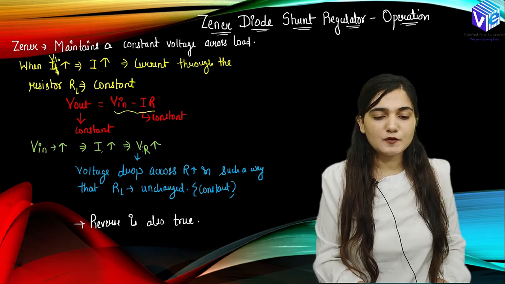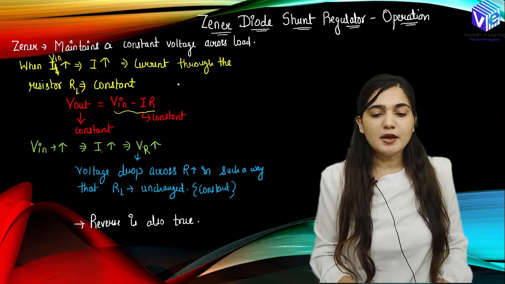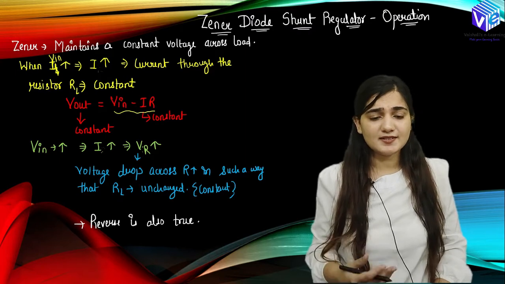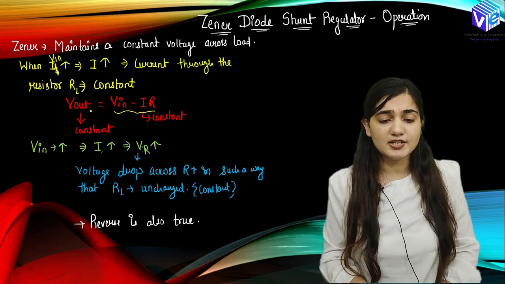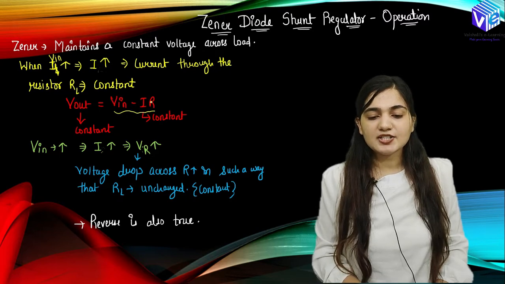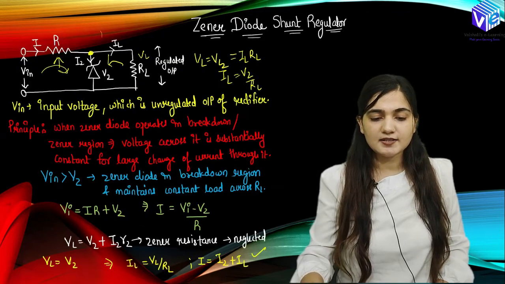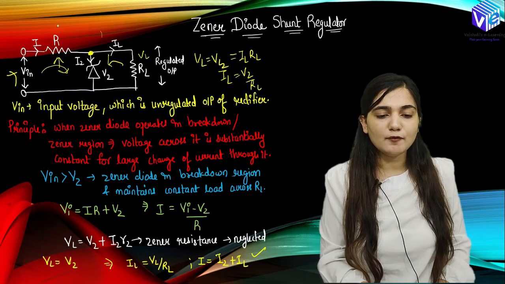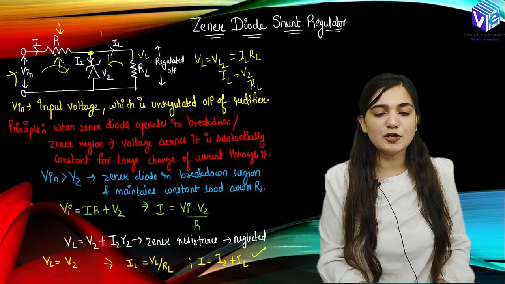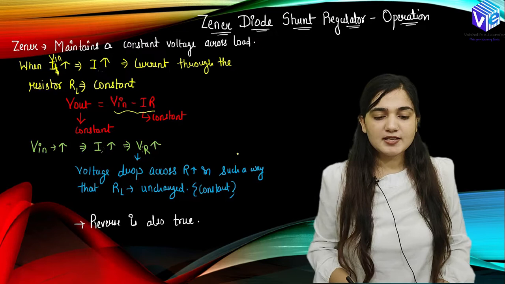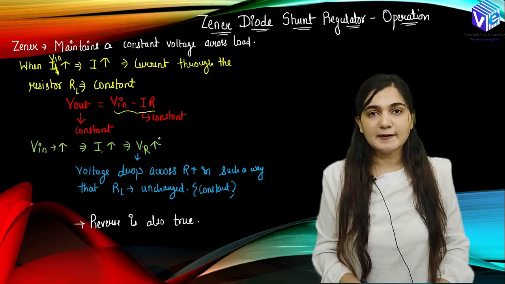When V in is going to increase, I is going to increase, but the current through the resistor RL is never going to change. So V out is constant because it is equal to V in minus IR. When V in changes, I changes, so the voltage drop across the resistance is going to change. So if I change this V in, the voltage drop across this resistance is going to change, but the voltage here would be constant. So this is how the Zener diode maintains a constant voltage.